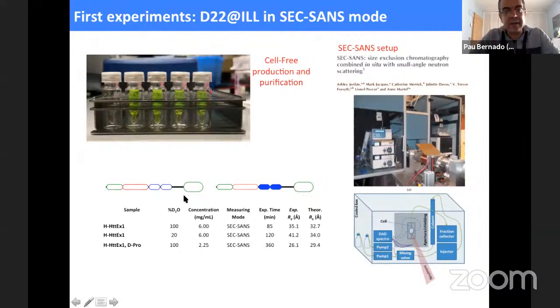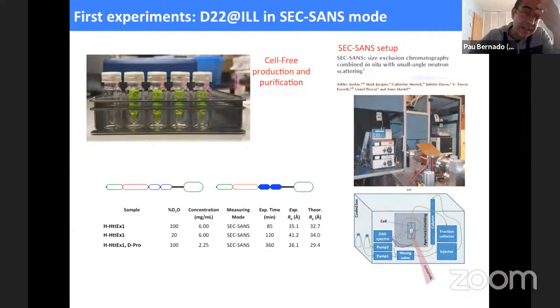Here you have the percentage of D2O, the concentrations at the beginning of the injection, the mode, of course, and the experimental time. It's a pretty demanding technique because we cannot reach very high concentrations and because we are using SEC-SANS. So we are pretty happy.